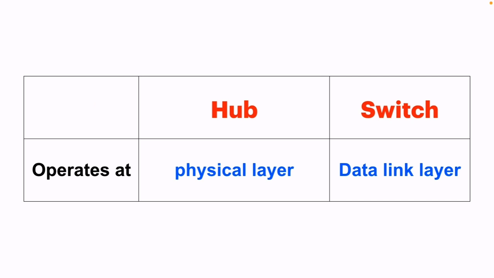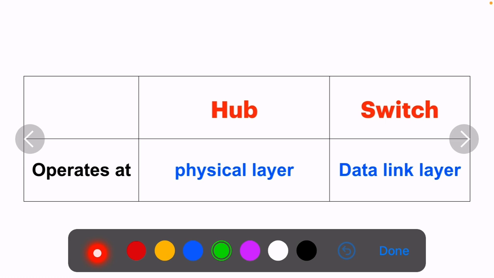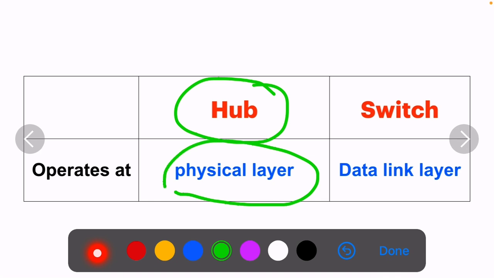So what is a hub? First, a hub is a networking device and a switch is also a networking device. Both are used for connecting multiple devices to a single network. Okay. So, where is the hub operated? The hub is operated at the physical layer of the OSI reference model.